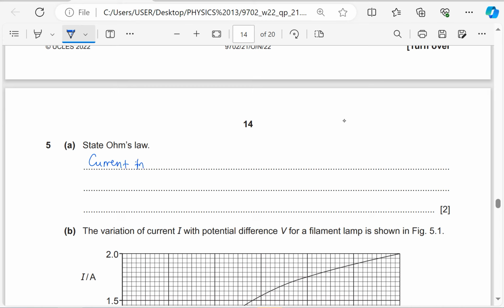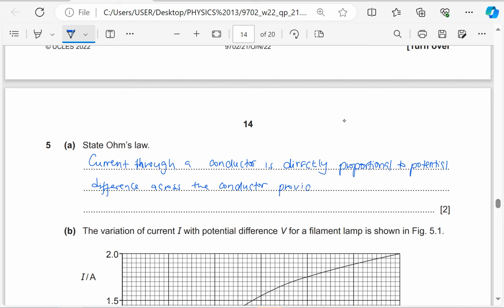Current through a conductor is directly proportional to the potential difference across the conductor, provided that the temperature of the conductor remains constant.